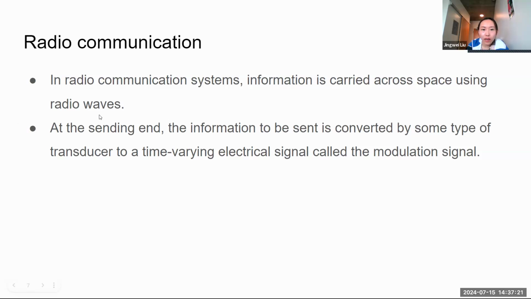Okay. So at the sending end, when you send the information, it will be converted by some type of transducer to a time-varying electronic signal. The transducer will be like the microphone, right? The microphone, the speaker, like that. So it converts your voice or other signal to an electrical signal, and then it can be transmitted. Okay, so this electrical signal is called the modulation signal.